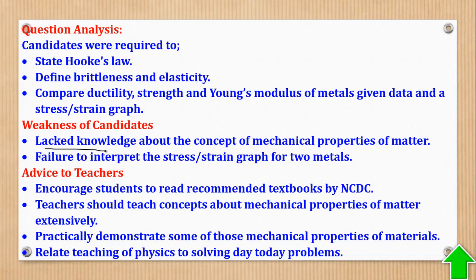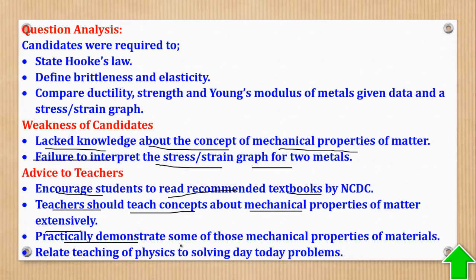So the weakness is that candidates lacked knowledge about the concept of mechanical properties of matter. So in the process of preparation, you need to fully understand the topic. Then failure to interpret the stress strain graph for 2 metals. So the advice: encourage students to read recommended textbooks by NCDC, and teachers should teach concepts about mechanical properties of matter extensively, practically demonstrate some of those mechanical properties of materials, and relate teaching physics to solving day-to-day problems.